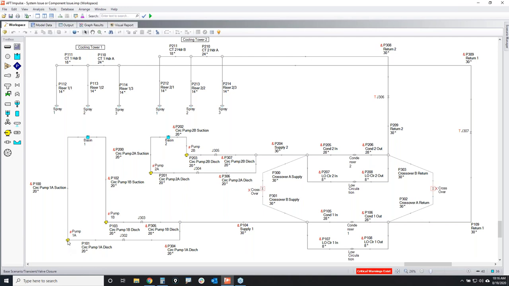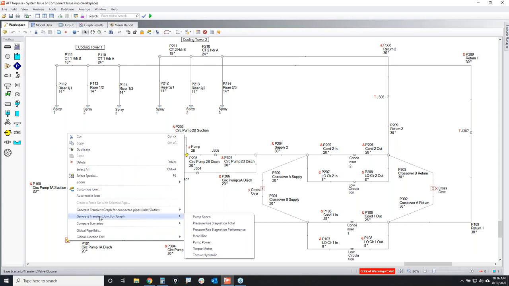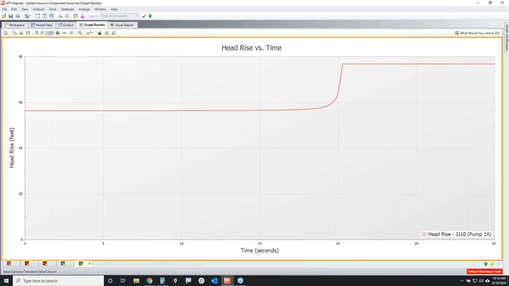Well, if I right click on any of these pumps, I can generate a transient junction graph and plot the head rise. So when I look at the head rise across the pump, when we have our valve closing right here at 20 seconds, with nothing else going on in the system, this pump is going to eventually deadhead against a closed valve, and that's exactly what it's going to do. As you can see, it flatlines at the shutoff head, and that's going to be where it operates for the rest of the simulation. And the problem is that this might not be accurate.